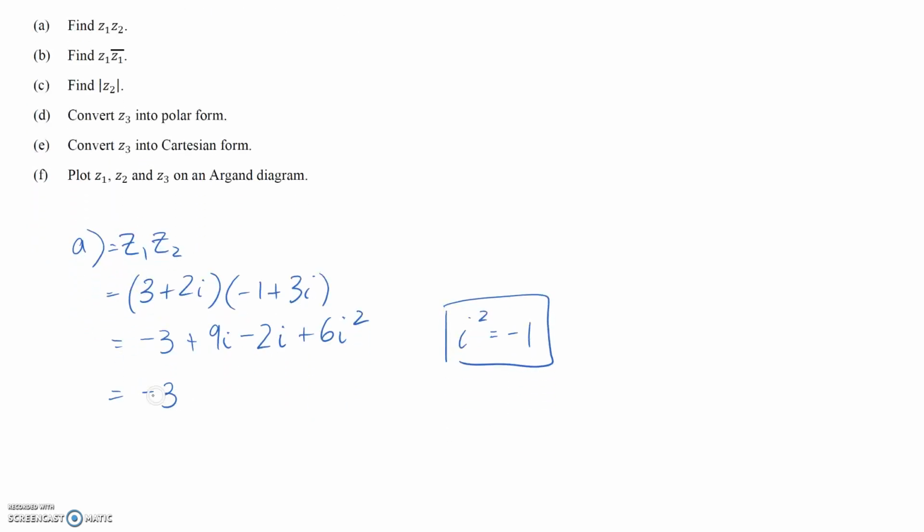So we can write this as -3. I may as well put these together, so it's going to be 7i. And then this is going to get replaced, so it's going to be 6 times -1, so this is like -6. And then if we put that with the -3, that's going to leave us with -9 overall, plus the 7i. So that there would be my answer to part A.